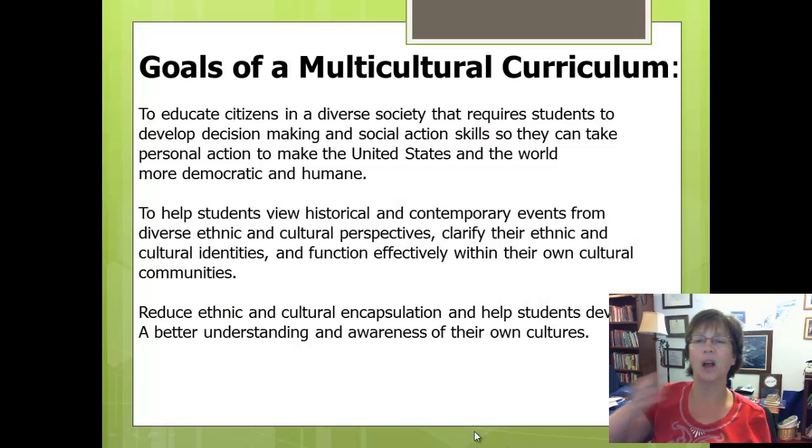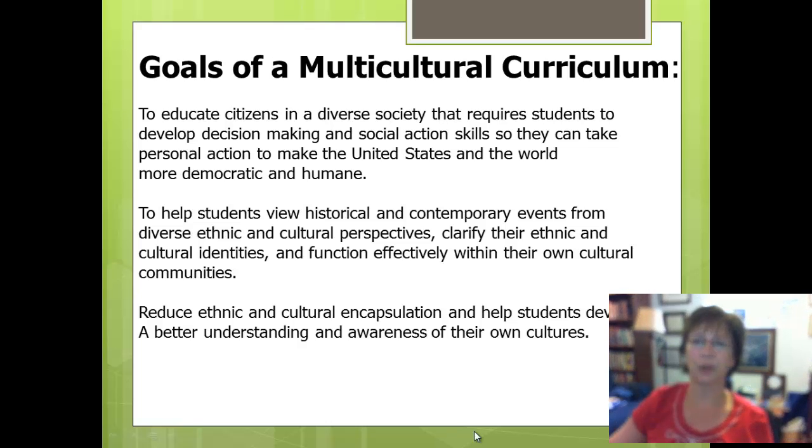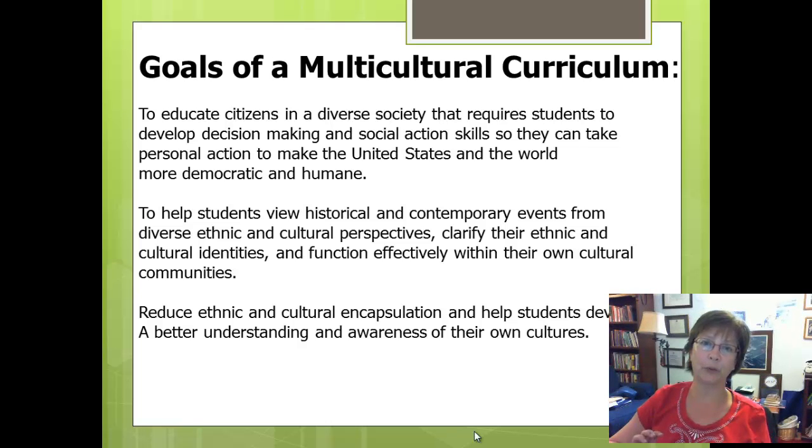Here we go. The goals of a multicultural curriculum. In the first two chapters, he is giving a tremendous amount of goals of what we should be doing in the curriculum. So while you are starting to examine how you can move your curriculum in social studies to represent more multiculturalism or a wider perspective, these are some things that you can keep in mind.